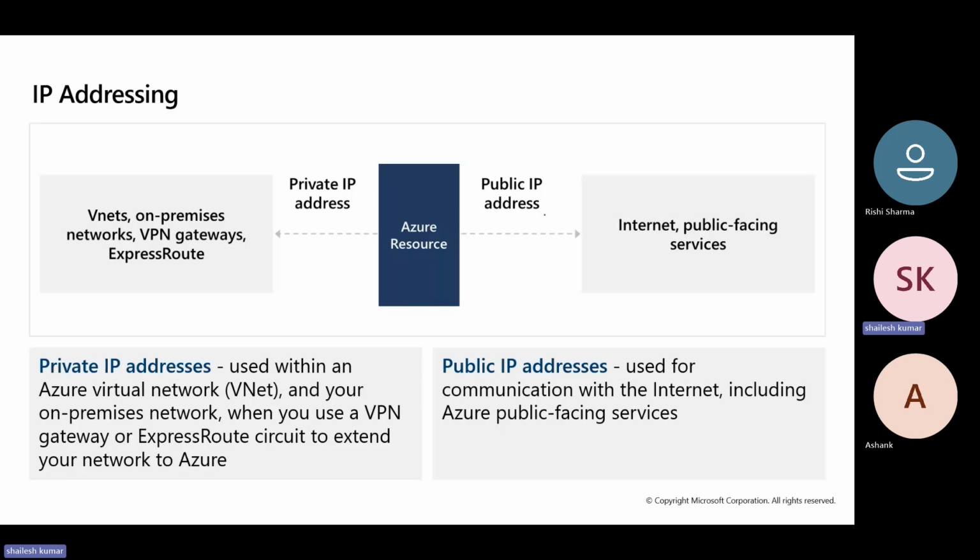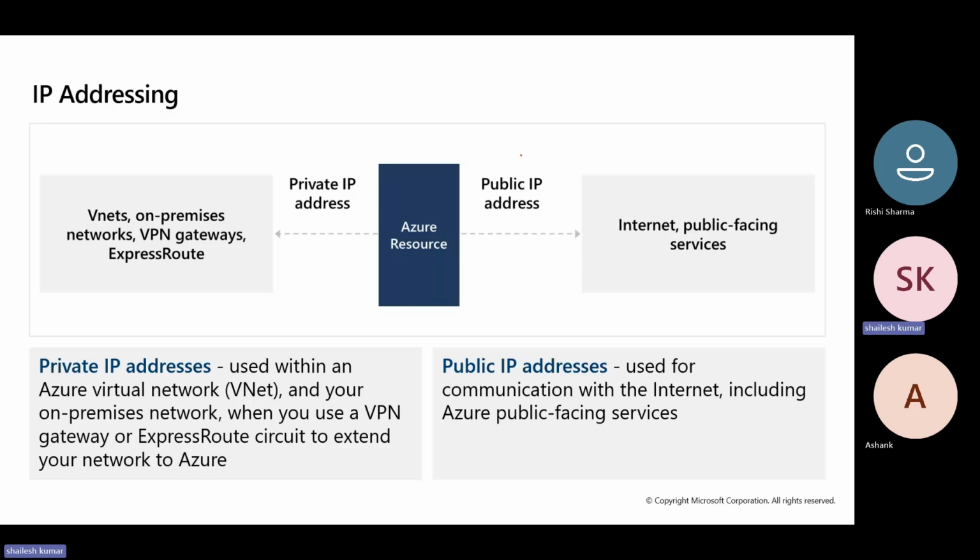On the other hand, public IP address basically has a charge. There is no free option for public IP address. You have to pay for that. Public IP address supports your internet and public facing services.